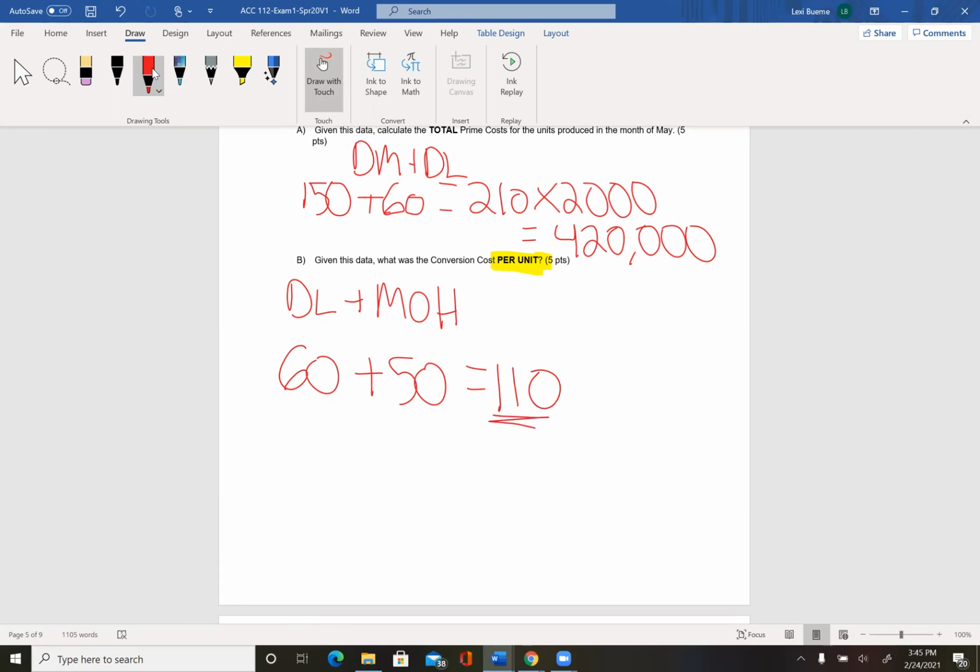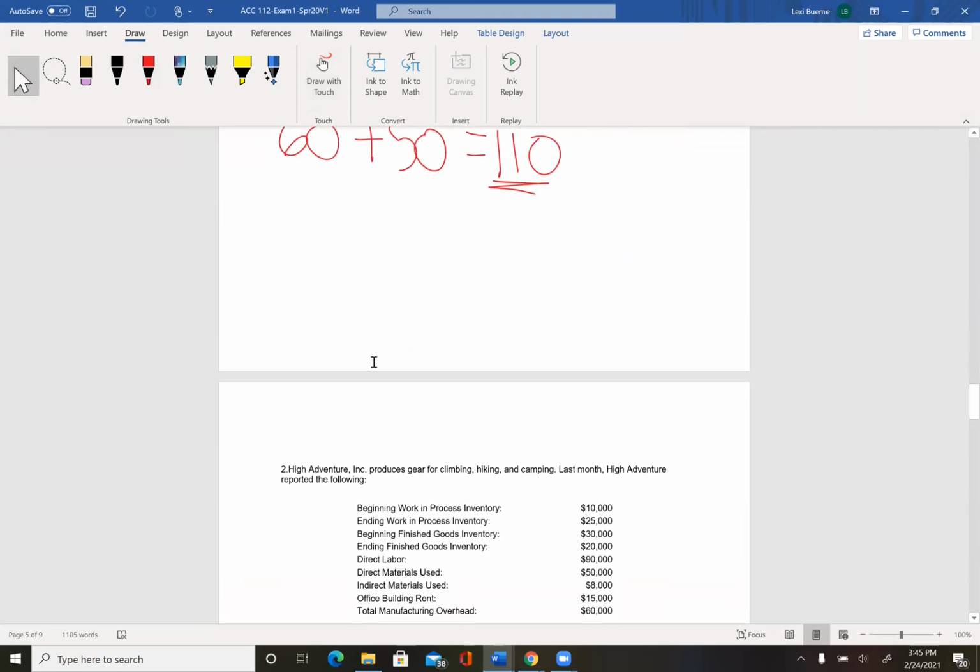If it didn't say per unit, if it said total conversion cost, just like in A, you would just multiply that by the 2,000. So that's going to be all for number 1.